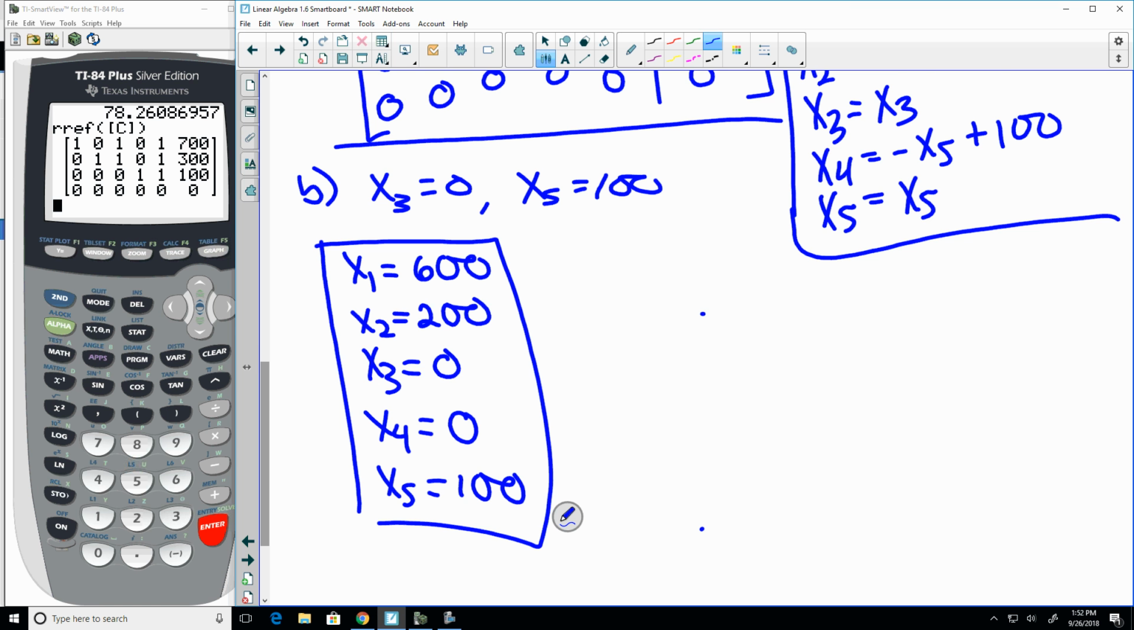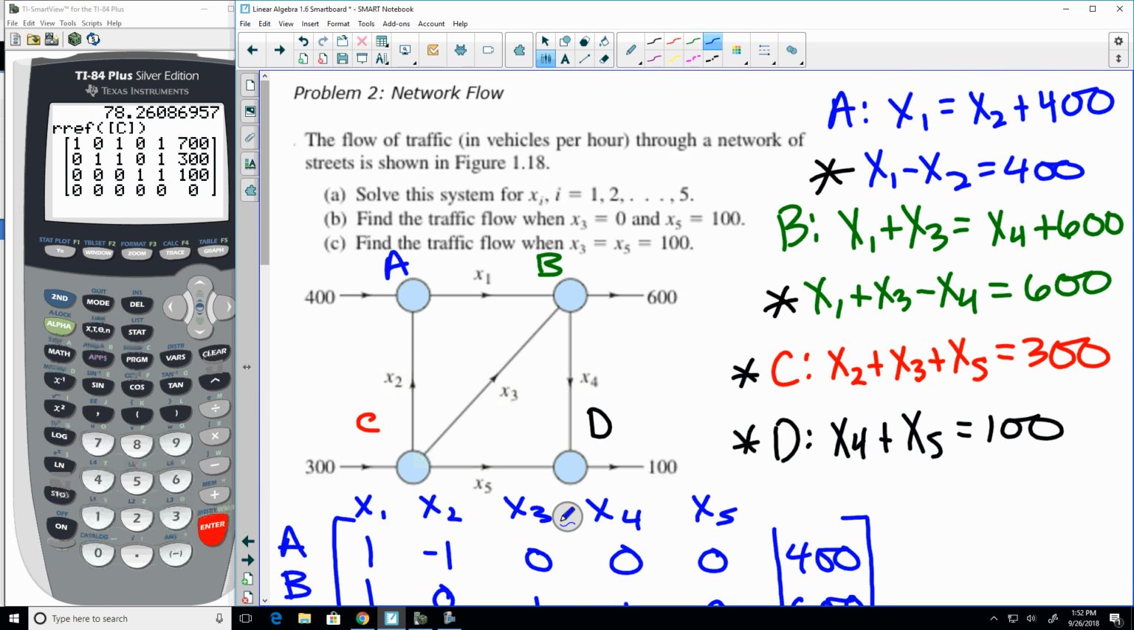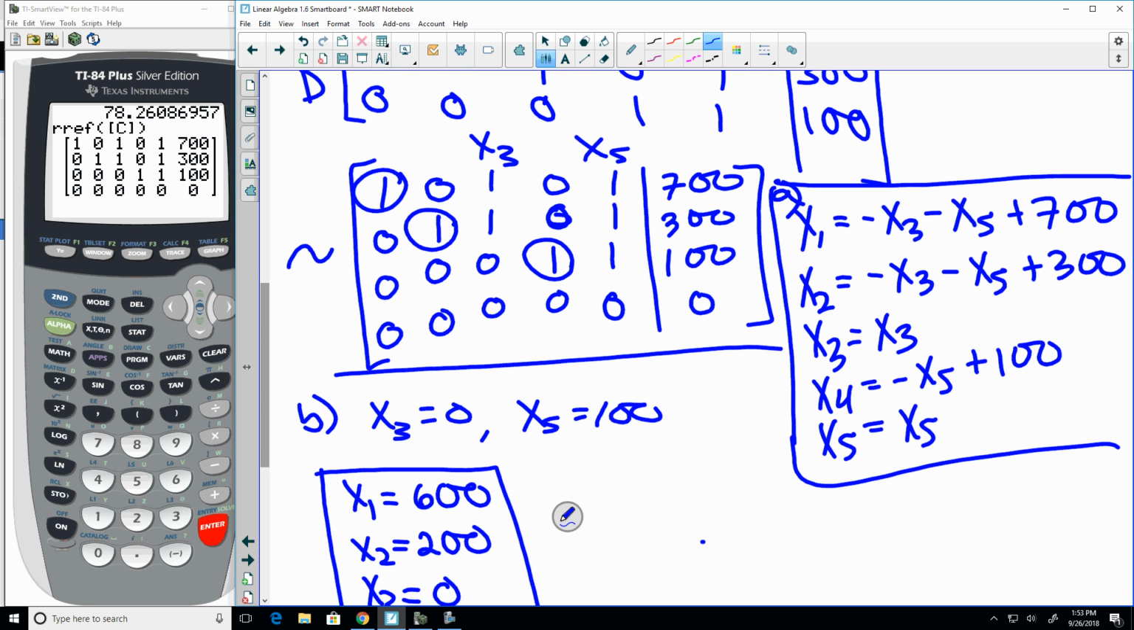So on part B, it says find the traffic flow when X3 is 0 and X5 is 100. I just plugged those in to each one of these, X3 and X5. So this is 0, and X5 is 100, so I got negative 100 plus 700, which is 600. I just plugged them in for X3 and X5.